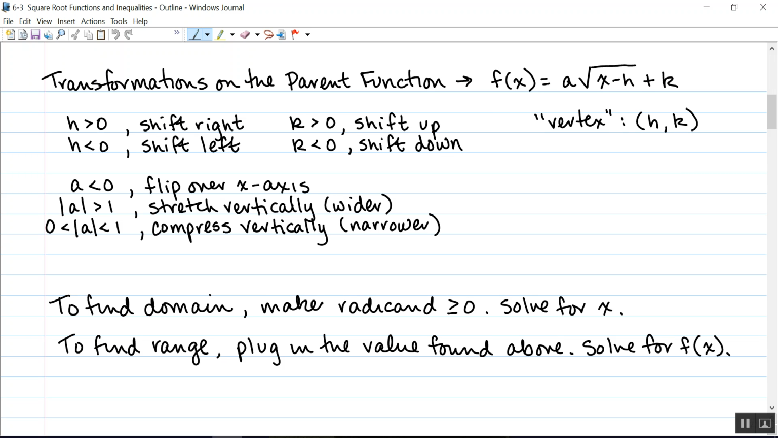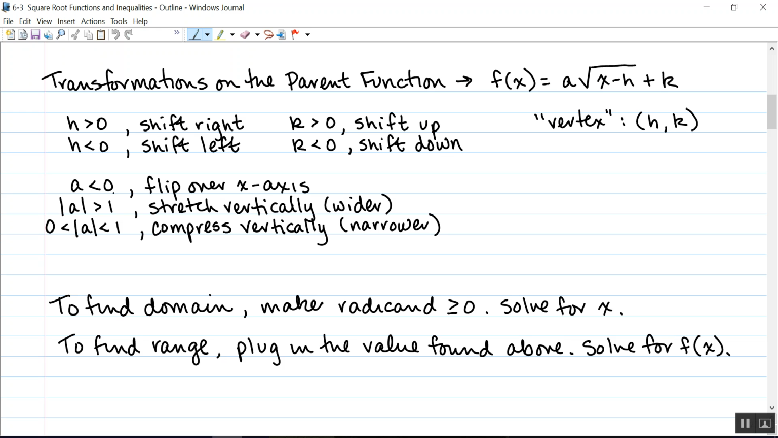So if h is a positive number, the parent function is shifted to the right. If h is a negative number, it's shifted to the left. And remember, that's a little weird because it's a minus inside here. So if you saw a plus in here, that would actually be a shift to the left, because that would be x minus a negative number. If k is positive, it's shifted up. If k is negative, it's shifted down.